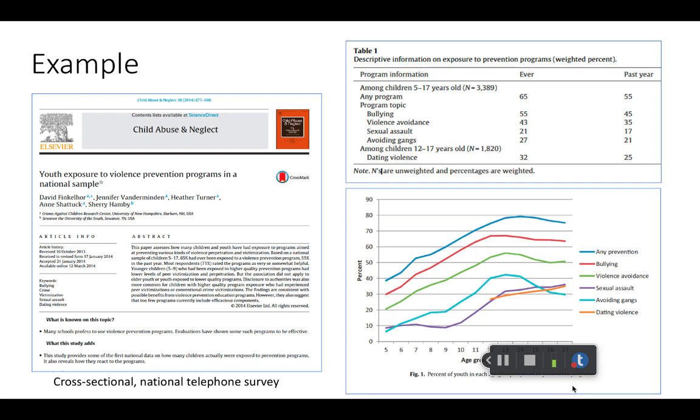So here we have a measure of prevalence, lifetime exposure, and also incidence, new exposures in the last year. The table shows you the raw data: 65% of the children had been exposed to one or more of these programs at some point in their lives, and 55% had been exposed in the last year.